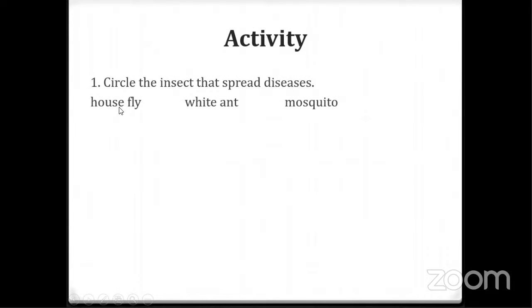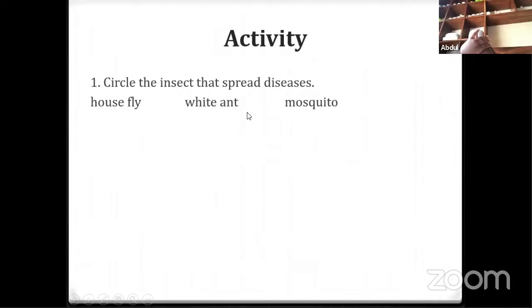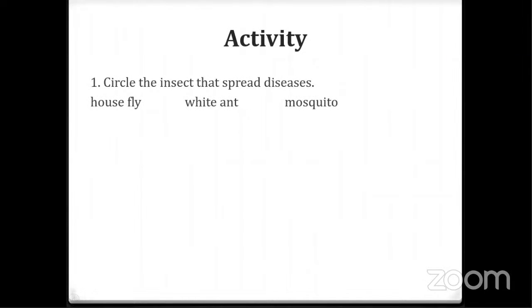So you choose one which spreads diseases. No, you circle those ones that spread diseases. Among these ones, which one spreads diseases? Abdul, which one of these spreads diseases? Housefly. Housefly, correct. Another one, Linus, which other apart from a housefly? Mosquito.